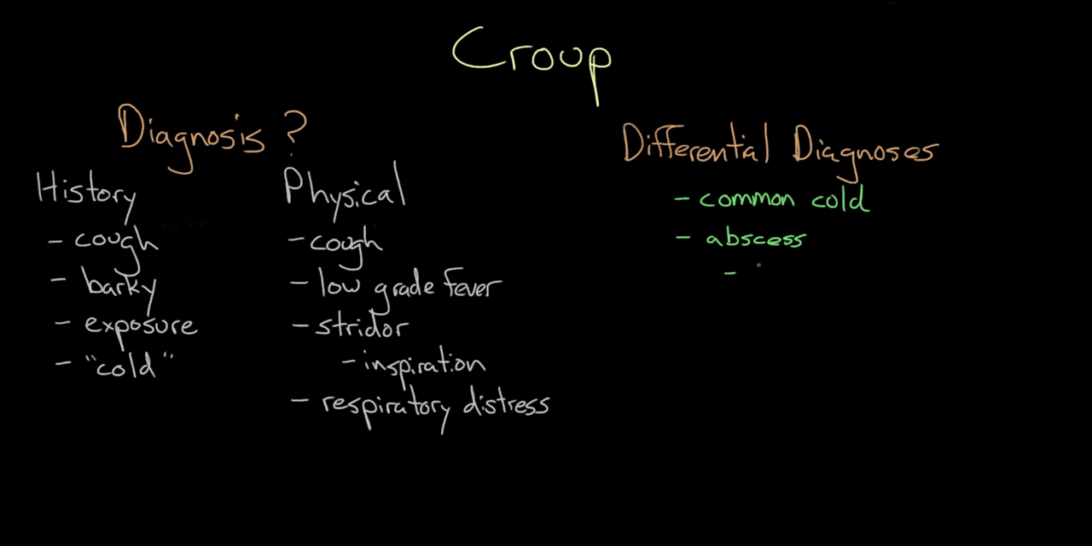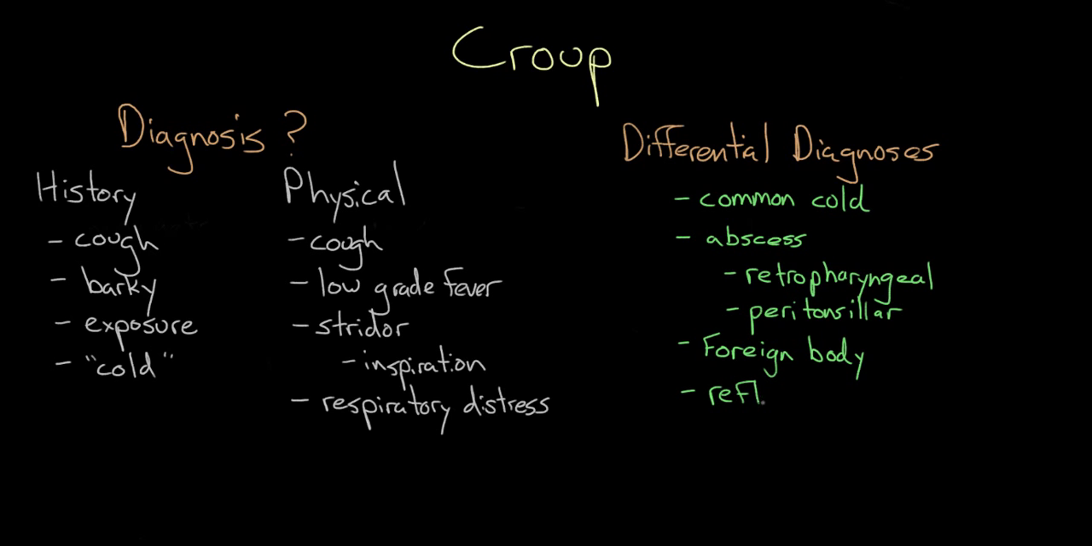The things that are most commonly looked for are abscesses behind the throat, or retropharyngeal abscess, or abscesses next to the tonsils, or peritonsillar abscess. If the child choked and aspirated on a foreign body, that could certainly cause similar symptoms. Or if the child has gastroesophageal reflux, the inflammation due to this can cause adjacent inflammation of the airways.